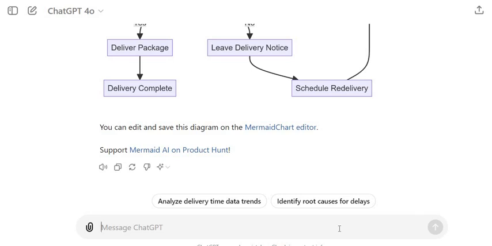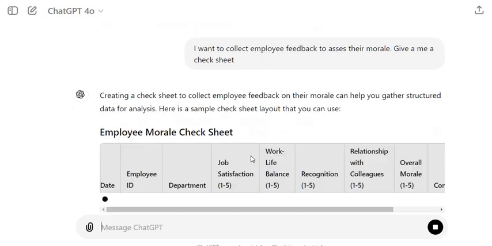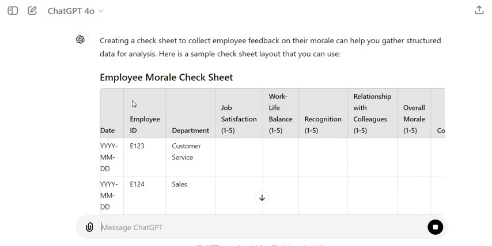So now I am going to ask it, I want to collect employee feedback to assess their morale. Give me a Checksheet. So let's see what it does. Okay, so you see it has given us this Checksheet: employee ID, job satisfaction, work-life balance, recognition, etc.